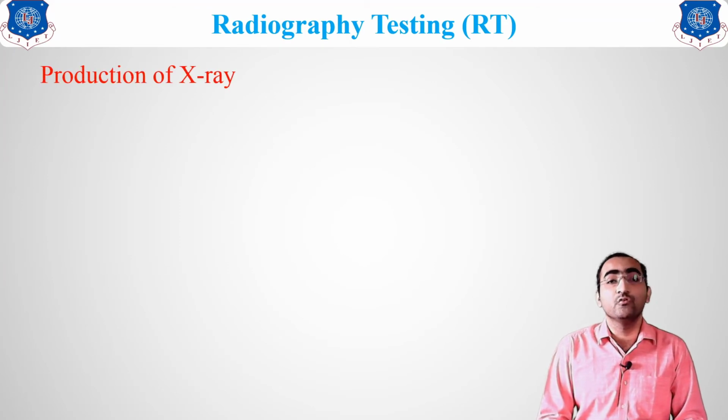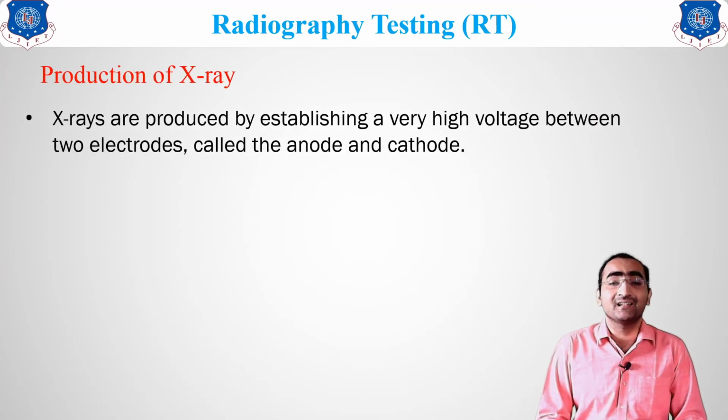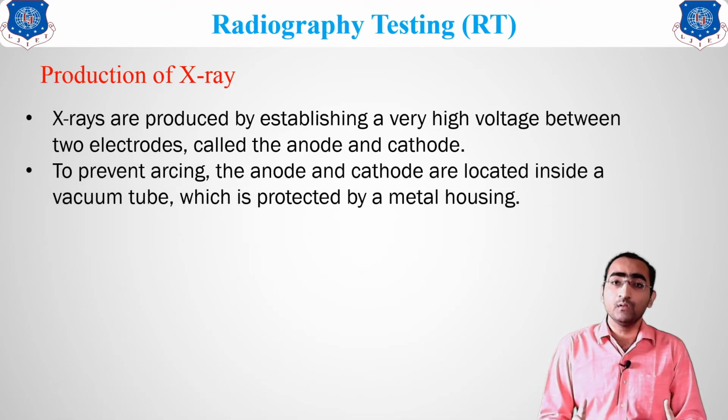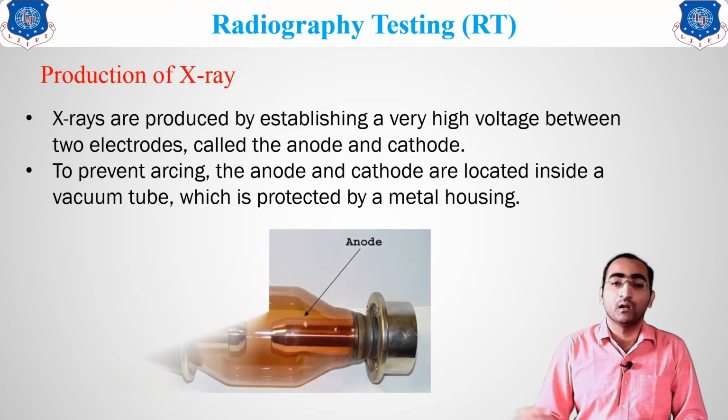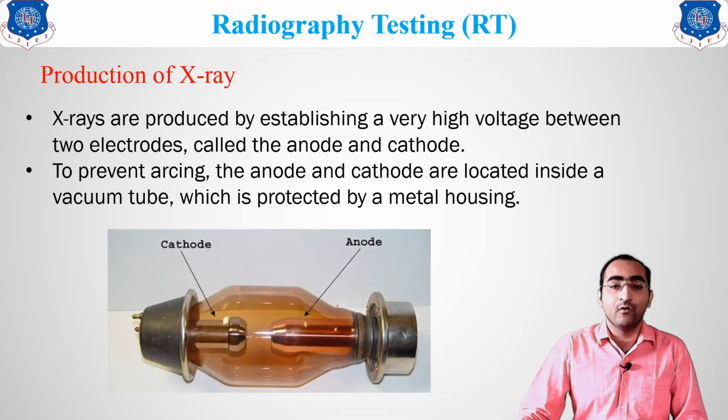Now, how do you produce the X-rays? X-rays are established by a very high voltage between the two electrodes, anode and cathode. To prevent arcing between the anode and cathode, you always have to create a vacuum tube, and it is done inside the vacuum tube. Clear? So here anode and cathode are placed, and this is the vacuum tube.